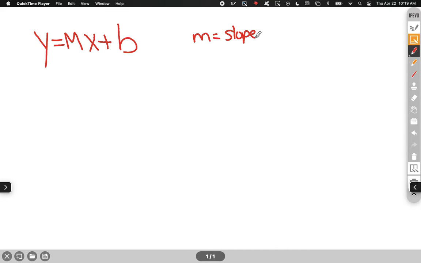So we did some stuff like this. Do you guys remember talking about this? Slope-intercept form? Do you guys remember what M stands for? No. All right, M is your slope. And what's your B? It's an intercept. Y-intercept. And the slope tells us our rise over run. And this tells us where to start on the y-axis.